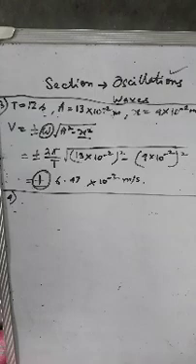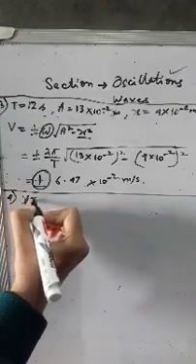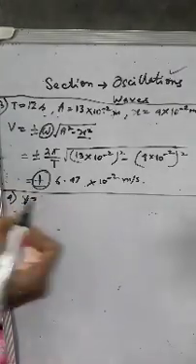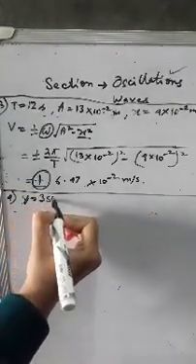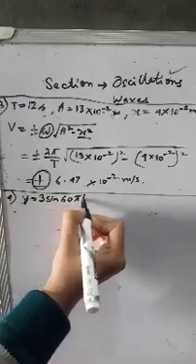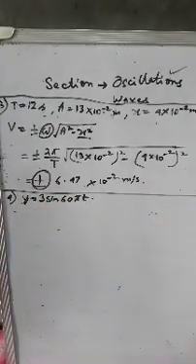I'm just reading out the sum. The equation of motion of a particle executing SHM is y equals to 3 sine 6 pi t. Alright. Determine its amplitude of motion, time period, and acceleration at the position of maximum displacement.